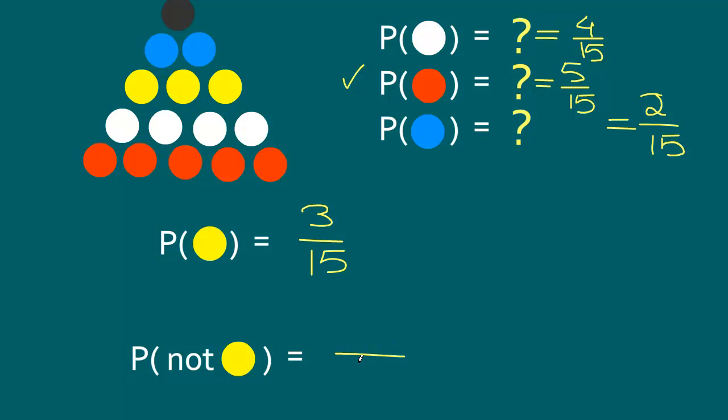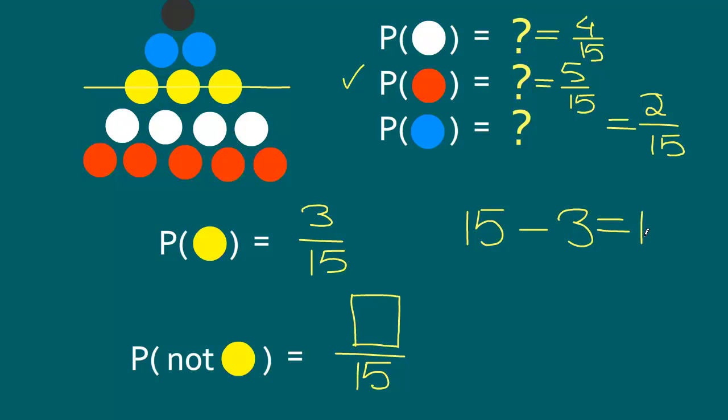The denominator, the total number of marbles, is still 15. But this time, we are trying to pick a not yellow marble. So total marbles, there are 15 of them, and there are 3 yellow. If we remove the 3 yellow from the collection, then we get all non-yellow marbles. So 15 minus 3 is 12. The count of all not yellow marbles is 12. So the probability of picking a not yellow marble is 12 over 15.